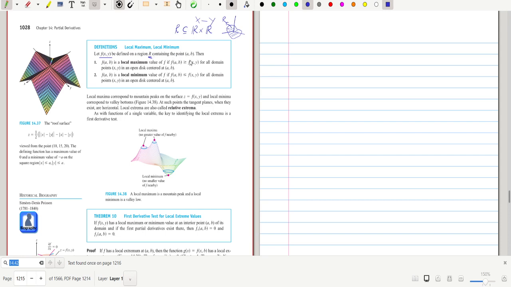Then f of ab is a point of local maximum. The exact name is: this ab is the point of local maximum, and f of ab is called the local maximum value. So f of ab is said to be the local maximum value of f if f of ab is greater than or equal to f of xy for all domain points xy in an open disk centered at ab.